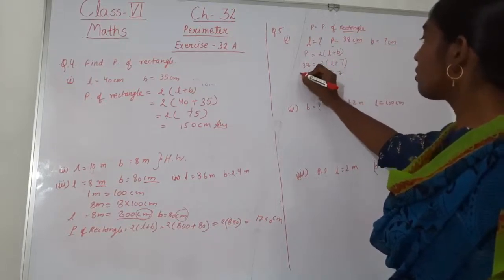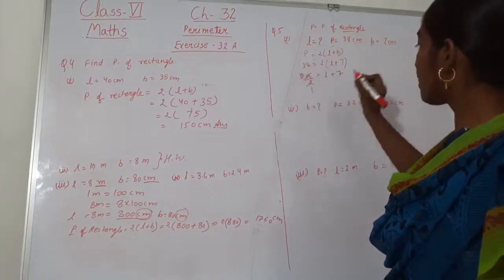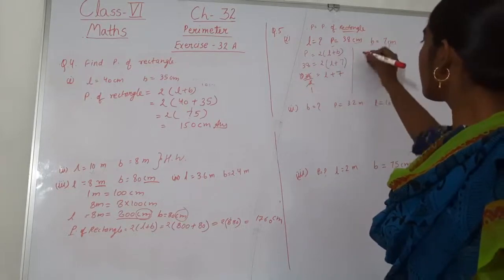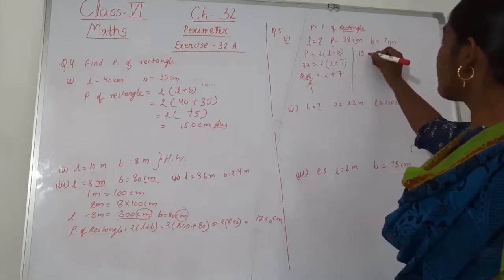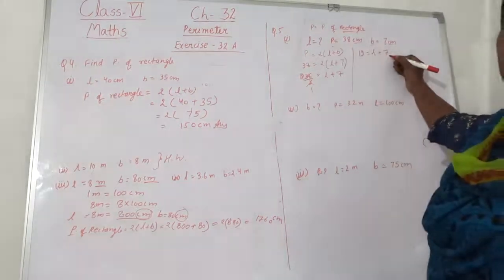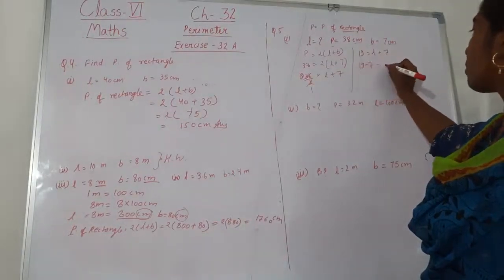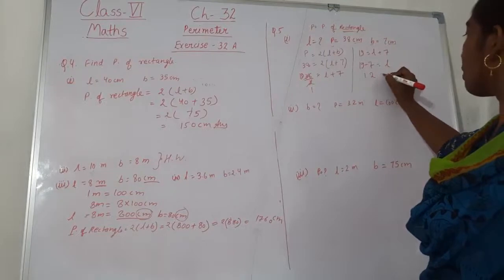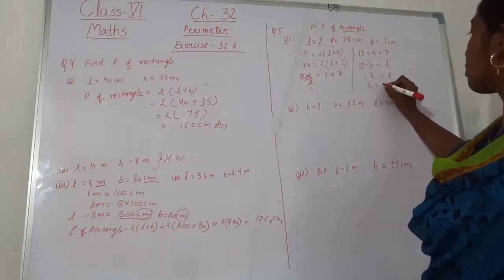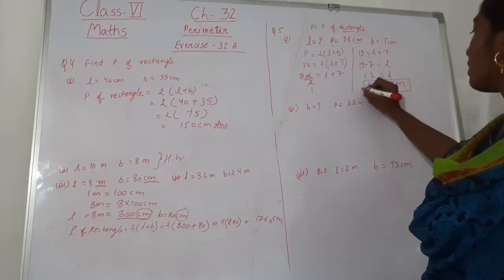2 1s are 2, 2 9s are 18, so 19. Here I got the equation as 19 is equal to L plus 7. This plus 7 will go to this side and become minus. 19 minus 7 is equal to L, that means 12 is equal to L, or L is equal to 12 centimeter. This is the answer.